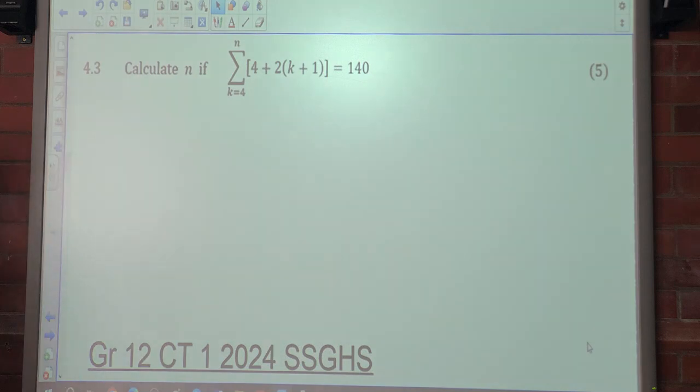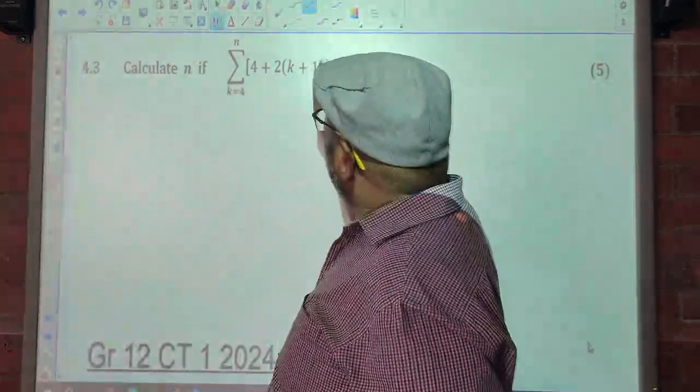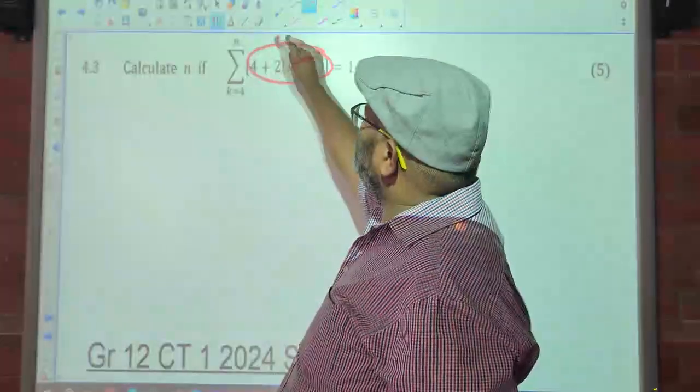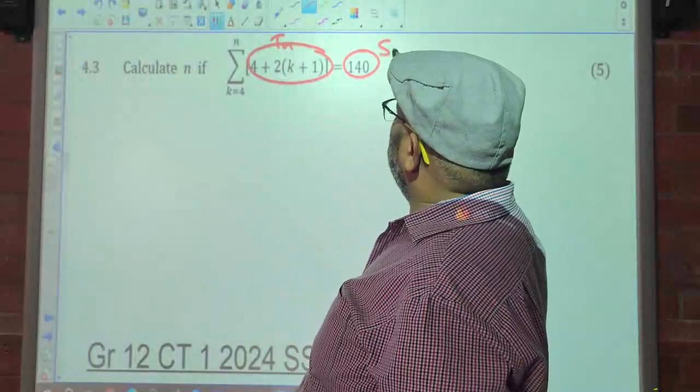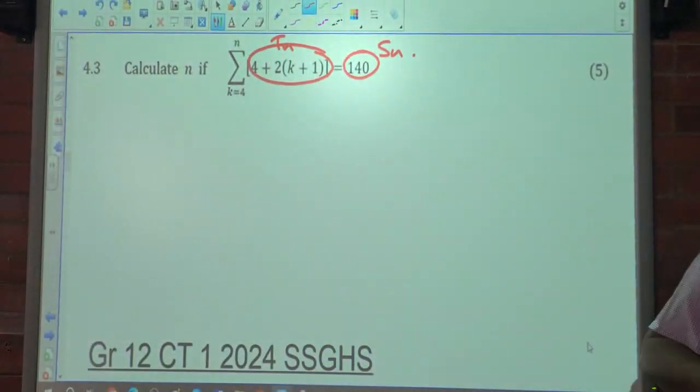4.3. Calculate n if the sum of the general term 4 plus 2 open brackets k plus 1 equals 140, starting at 4 ending at n. People, what does this denote? What does this mean? General term. So that's the n. This here is n. So the sum of the sequence is 140. You all see that, people?